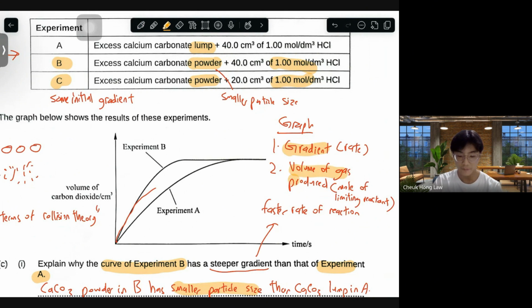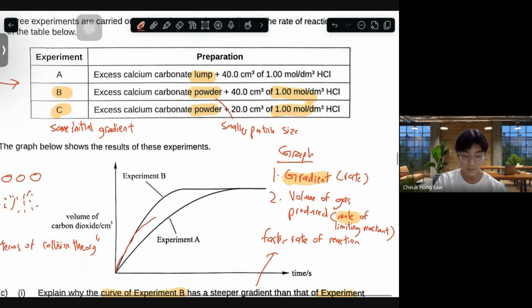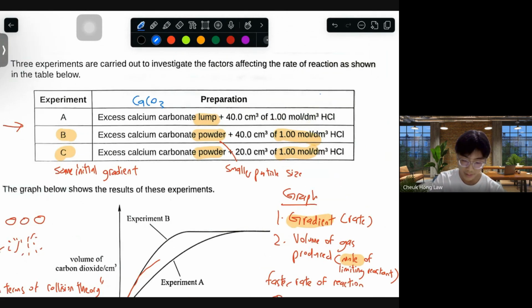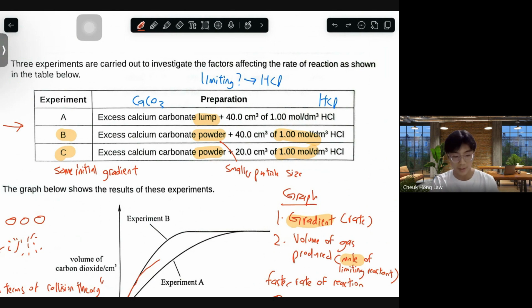So gradient we know already is the same at the start. But what about volume of gas produced? We have to find the number of moles of your limiting reactant. Question for you guys: which one is the limiting reactant here? Is it calcium carbonate or is it HCl? Which one is limiting? Yes, HCl. Good. Because they already say that calcium carbonate is excess, so quite obvious that the other one is limiting.